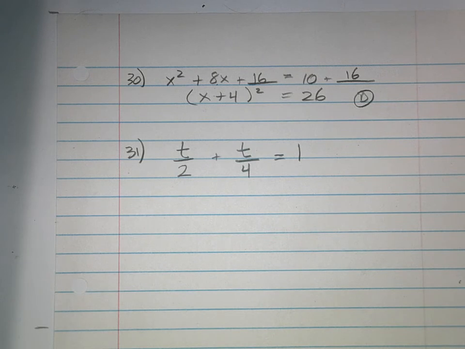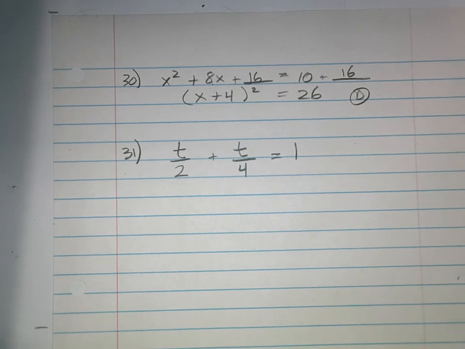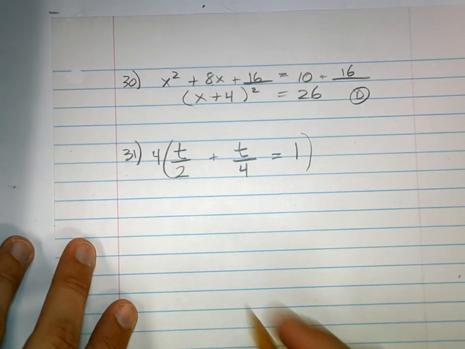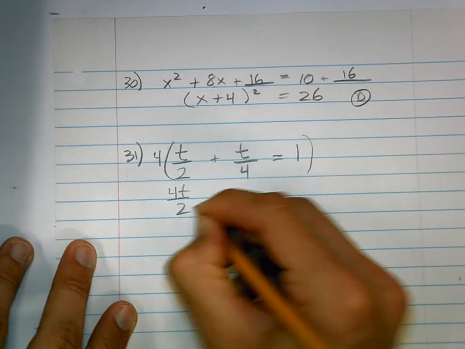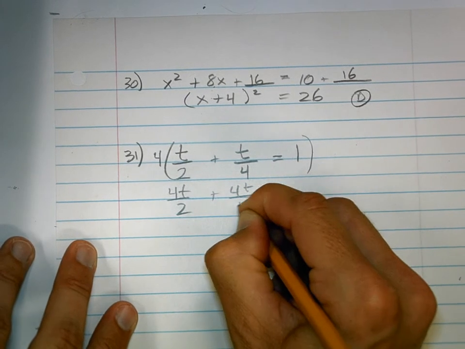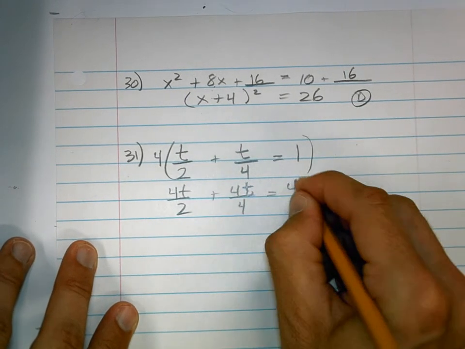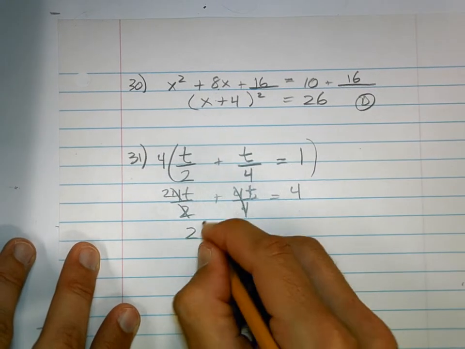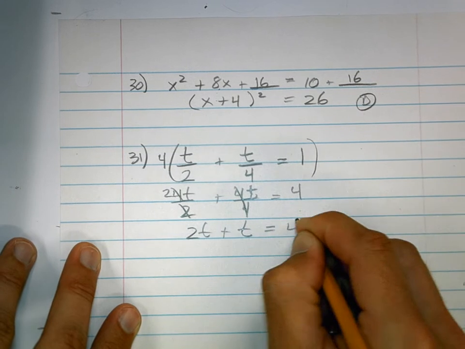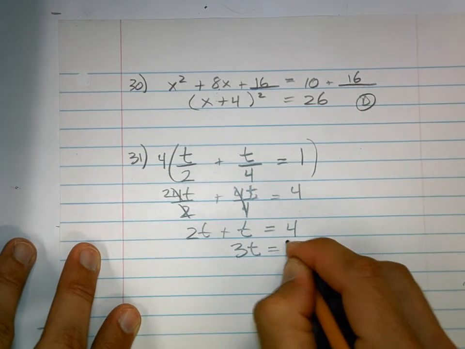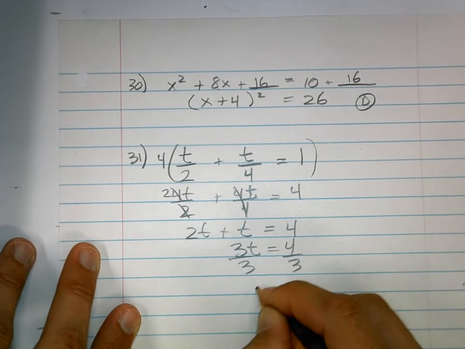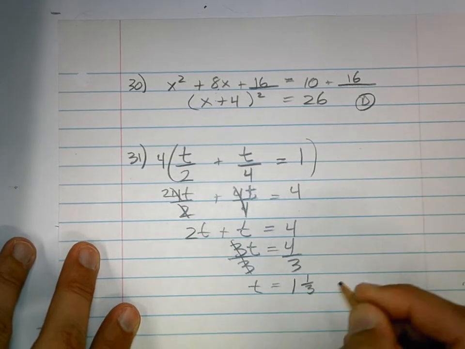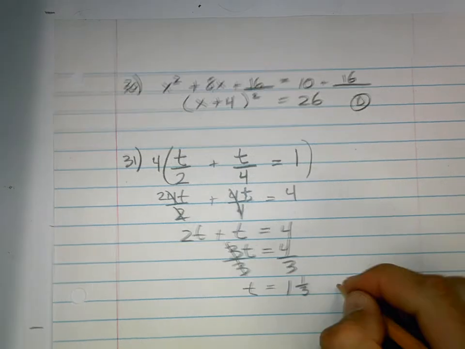Okay? So from this point I need to find a common denominator. In this case it is 4, so I'm going to multiply everything by 4. So when I do that I get 4t over 2 plus 4t over 4, t equals 4. That becomes 2. That goes away. These go away. So I have 2t plus t equals 4. Combine like terms. 3t equals 4. Divide by 3. Cancels the t's out. T equals 1 1/3 hours. So that would be A.